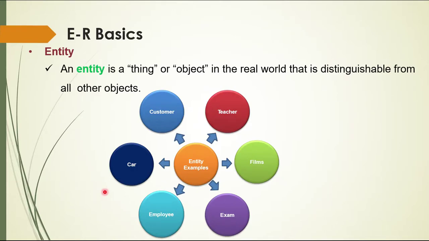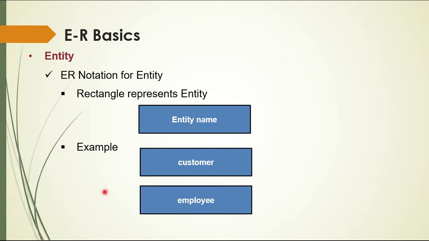First is entity. An entity is a thing or object in the real world that is distinguishable from all other objects. Examples of entities are customer, teacher, films, exam, employee, car, students, etc. The ER notation for an entity is a rectangle. In the rectangle we write the name of the entity, for example customer, employee, students. So a rectangle represents the entity.